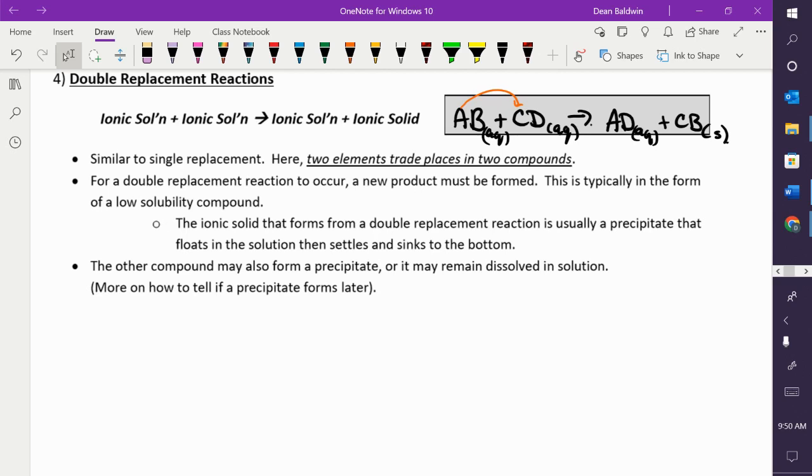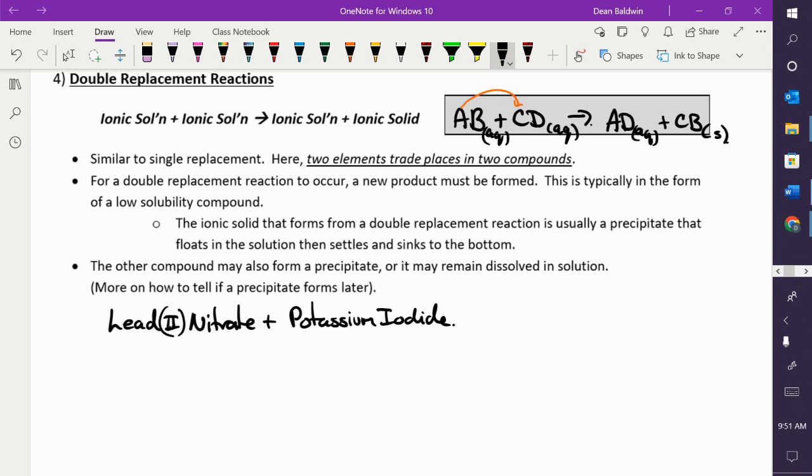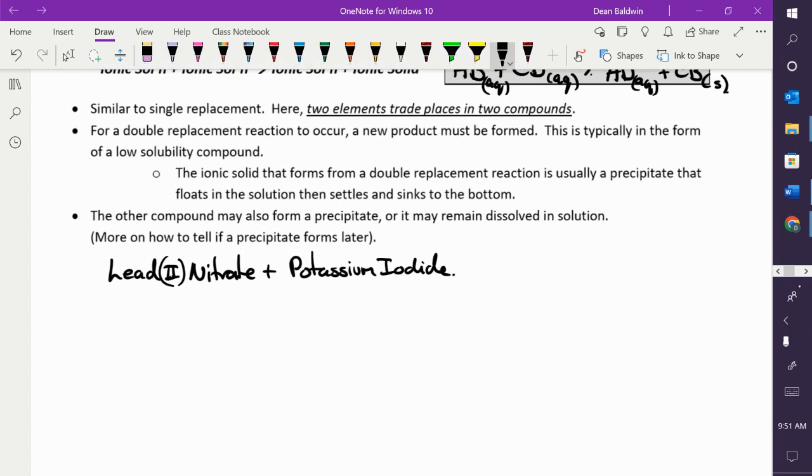So let's do an example. We'll write out the words: lead II nitrate plus potassium iodide. These are all aqueous. Lead II nitrate. What's the charge on lead if it's lead II? So it'd be Pb2+. What's nitrate?